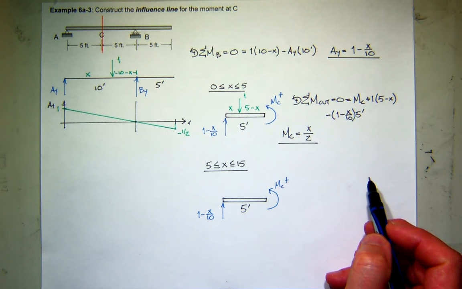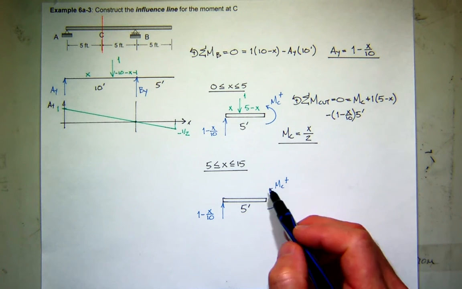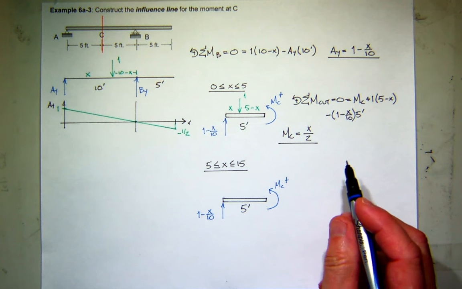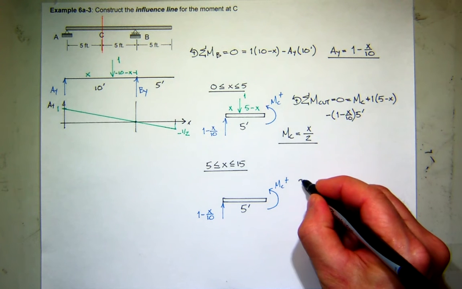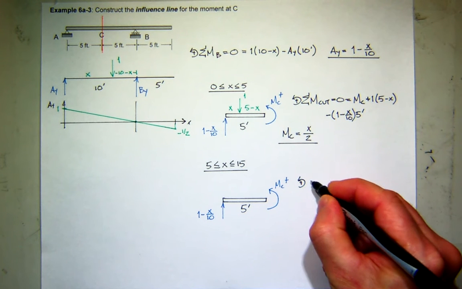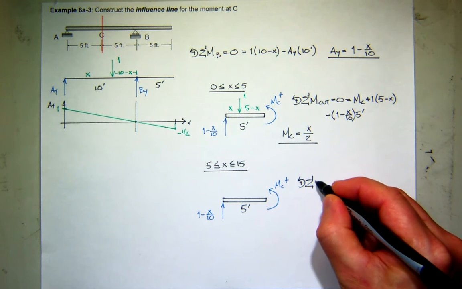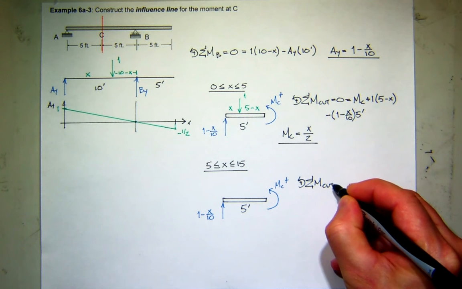Has left. Elvis has left the building. Unit load has left the beam. That's it. So what do I do? Sum moments. So I'll use the right-hand rule for sign. I'll sum my moments at the cut.